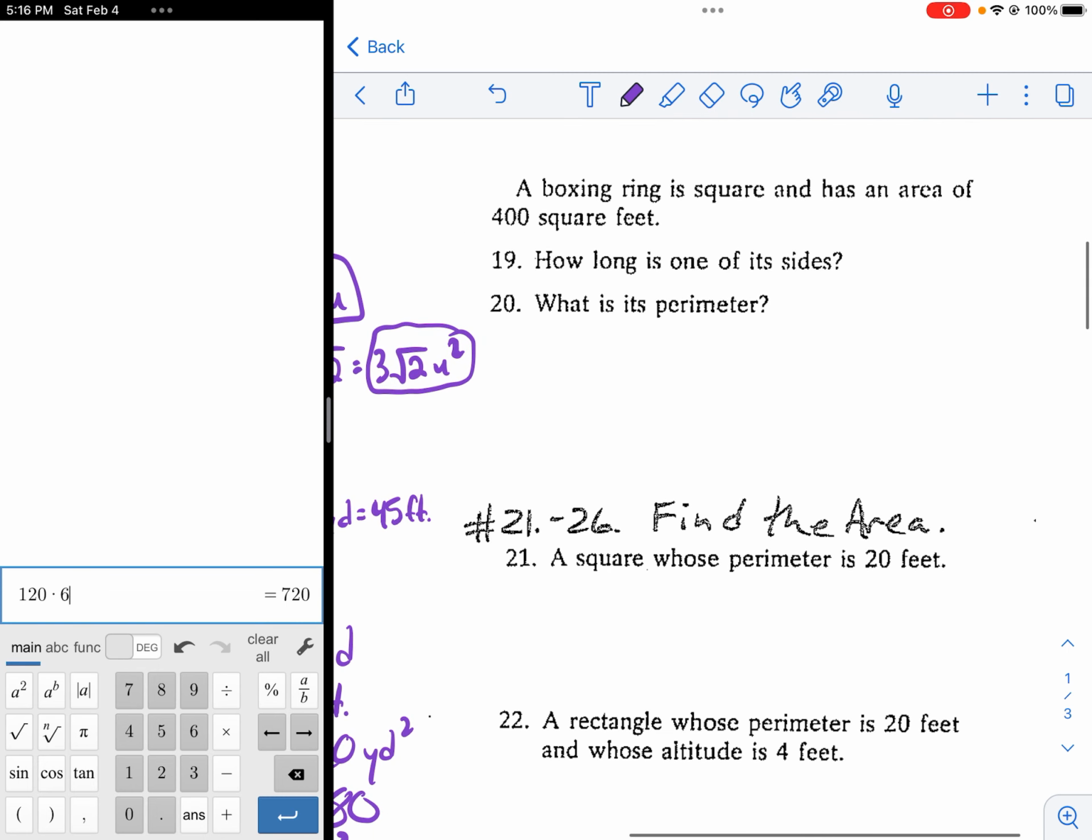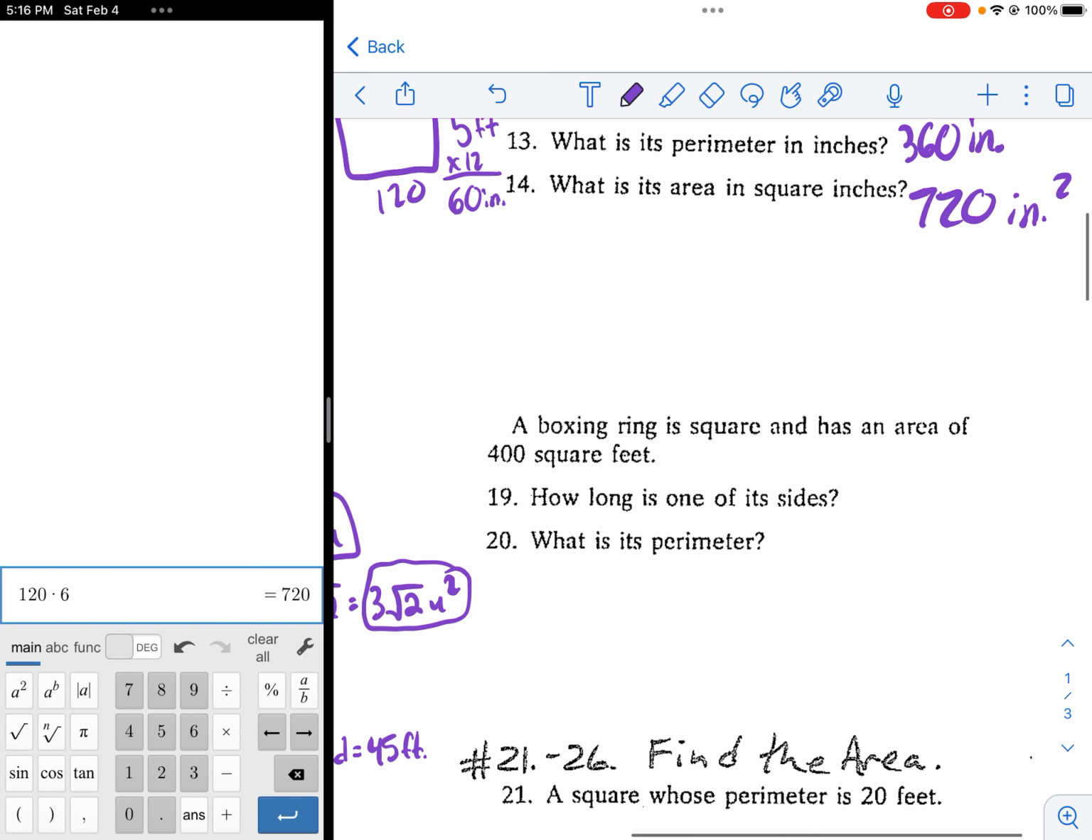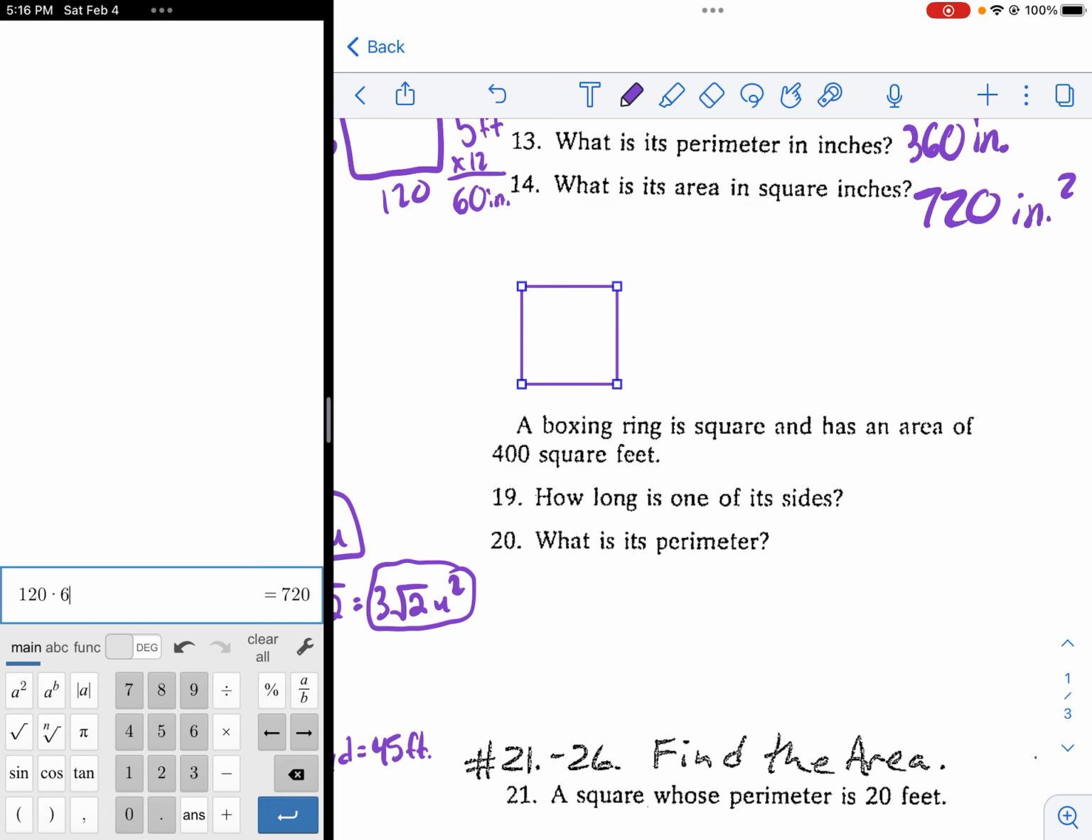Next one asks about a boxing ring, which is a square and has an area of 400 square feet. So it's a square with an area of 400 square feet. Let me draw that. So we got 400 feet squared in this boxing ring.